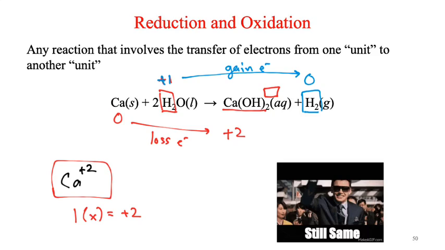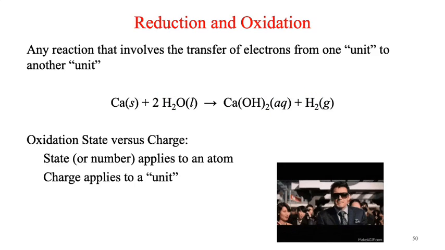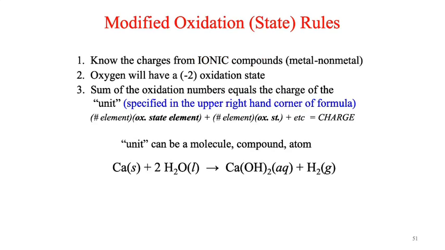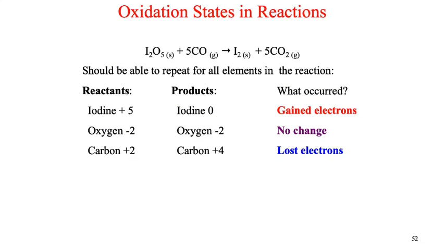So the oxidation state is only for an individual atom. Charge applies to a larger unit. That unit could be a single atom. It is typically a larger molecule. And when we talk about charge, it is typically for an ionic compound, not for covalent. So when we look at oxidation and reduction, it's just a question of how we apply that. We need to be able to assign oxidation states to every single element. Once we've done that, we can define whether it gained electrons or lost electrons. That's relatively straightforward, right?